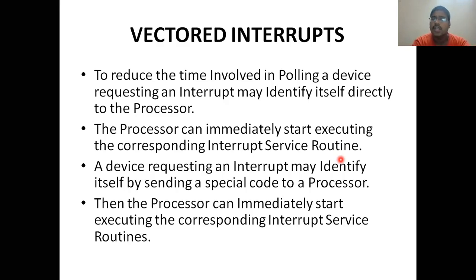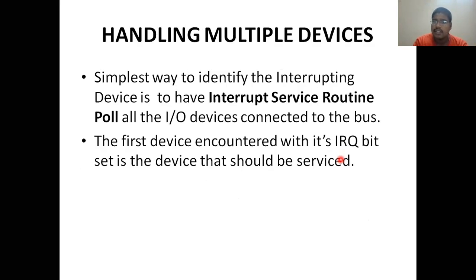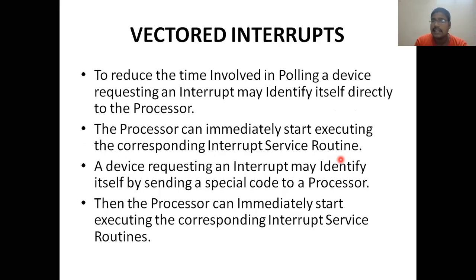Okay. So now we are discussing the concept called vectored interrupts. What is meant by vectored interrupts? In the previous slide, what we discussed is that the processor is going to search. Polling means searching. It will go to each and every device and search whether the bit is 1 or 0. If the IRQ bit becomes 1, then only it will execute that particular interrupt.